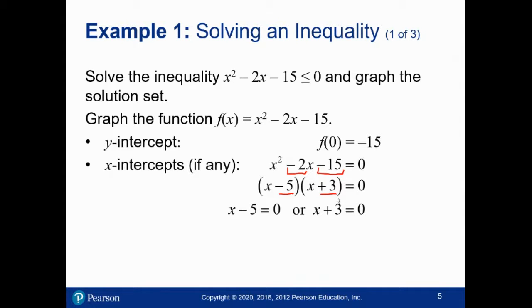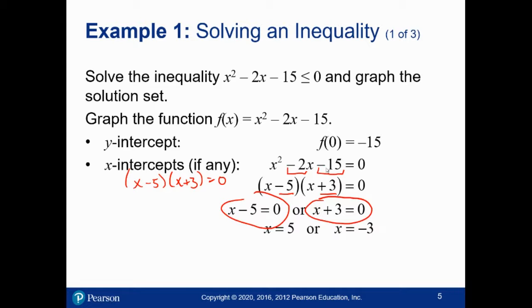How can one number times another be equal to 0? If I multiply x minus 5 by x plus 3 and I get 0, if the product of two numbers is 0, either the first one was 0 or the second one was 0. And that tells me either x is 5 or x is minus 3. So here are our intercepts.